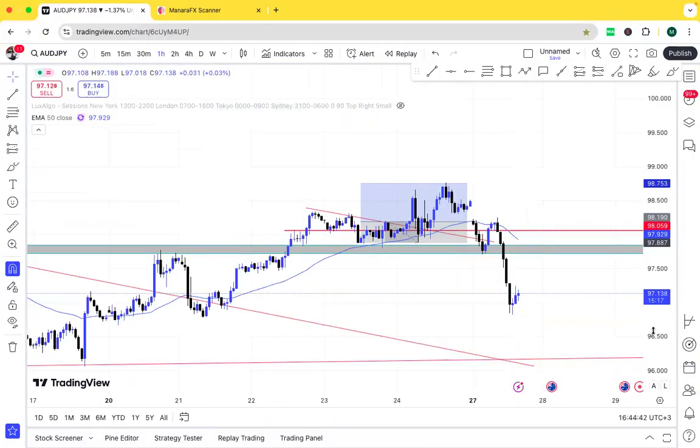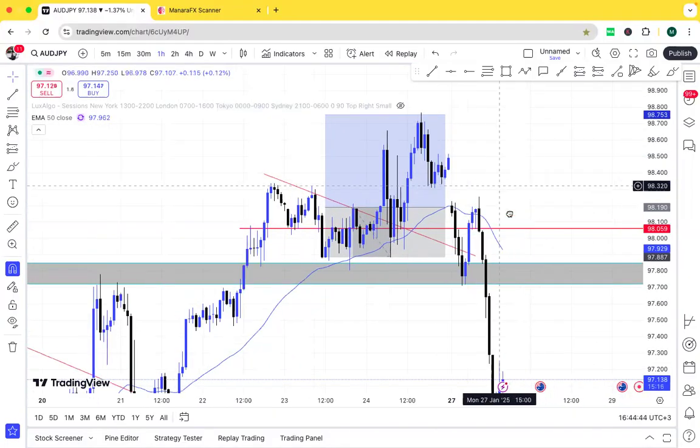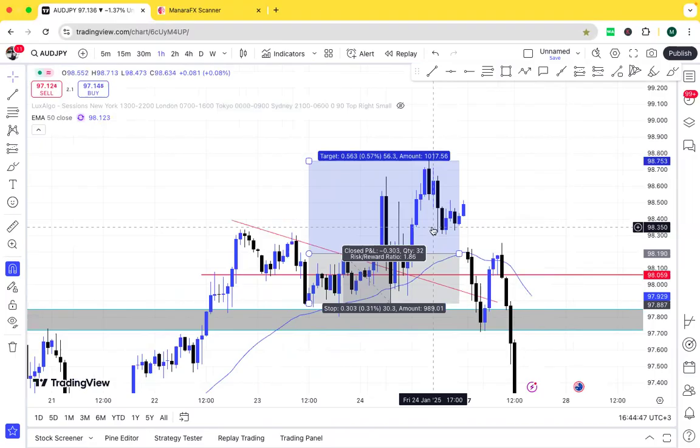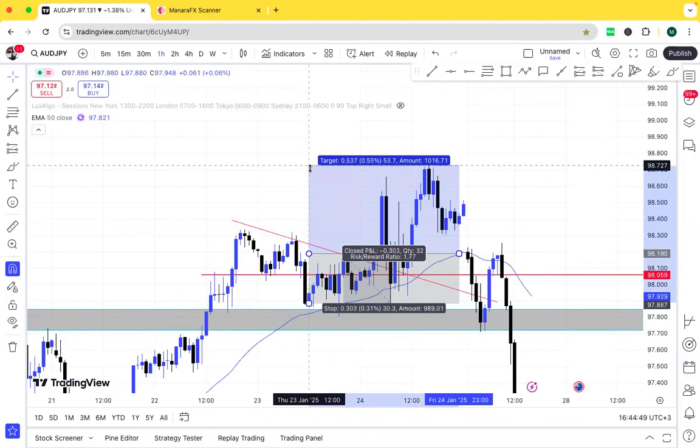Take a look at this gap. Someone was asking me, hey, are we still holding this trade? Whereas for me, the trade has already hit my take profit two.